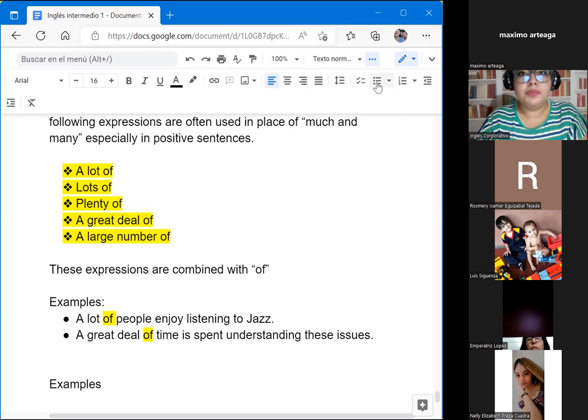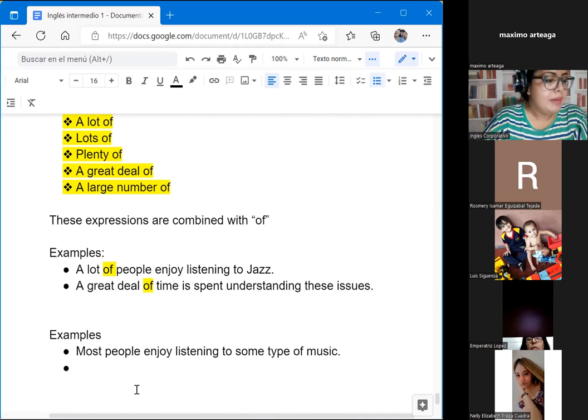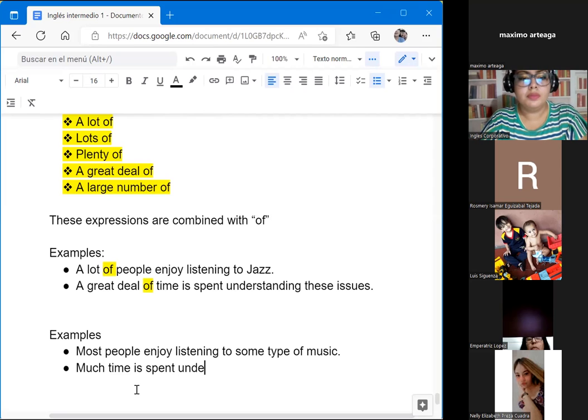And we have the example. Most people enjoy listening to some type of music. The other one is, much time is spent understanding math.